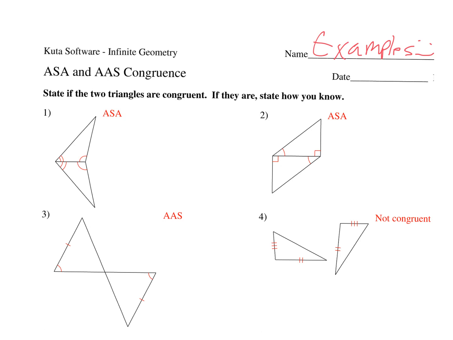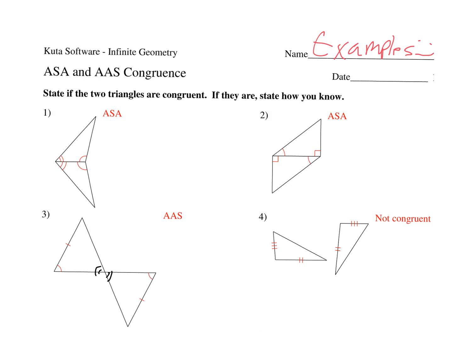Number 3, we see that it's AAS, and that's because we have angle. Because these are opposite angles, they're congruent. So we could actually mark that right in. So right here we have angle, angle, side.